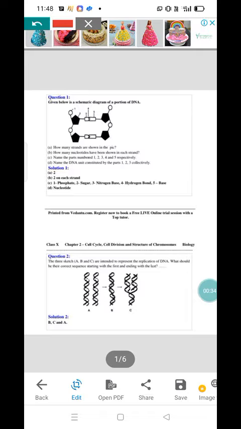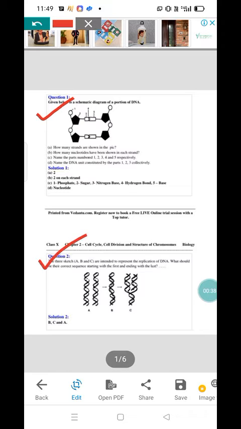From your book, you have question number 1, question number 2. Question number 1 says, the given diagram below is a portion of DNA. Now what you have to do? How many strands are shown in this picture? How many nucleotides have been shown in each strand? You have to name the parts that have been numbered as 1, 2 and 3. And also name the DNA unit constituted by parts 1, 2 and 3.